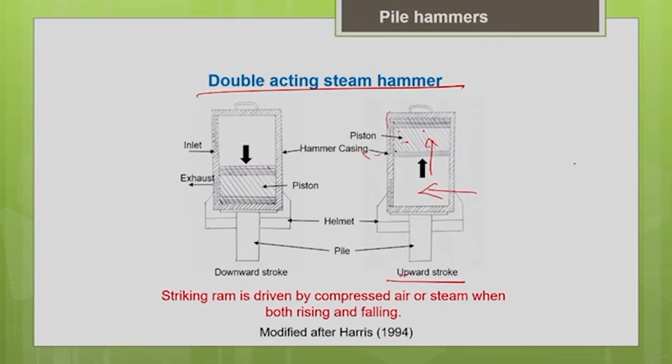For the downward stroke, you supply air through the inlet into the upper cylinder. When you supply air into the upper cylinder, the hammer which was already there will be pushed into the lower cylinder, and the air which was already in the lower cylinder will be expelled out through the exhaust. That completes your downward stroke. So alternatively, you are supplying air into the upper cylinder and the lower cylinder, so that you can have the rising and falling.